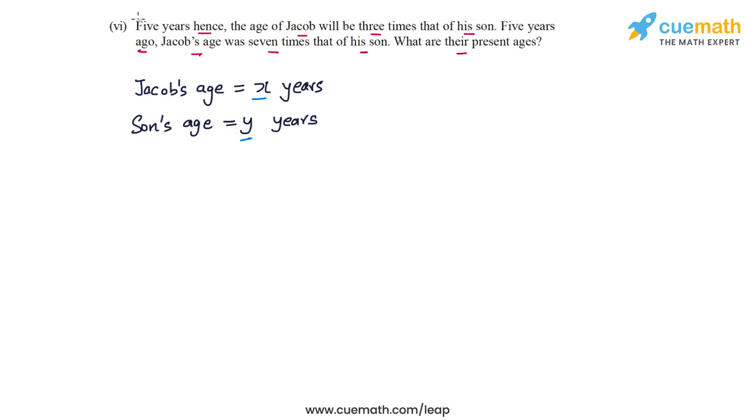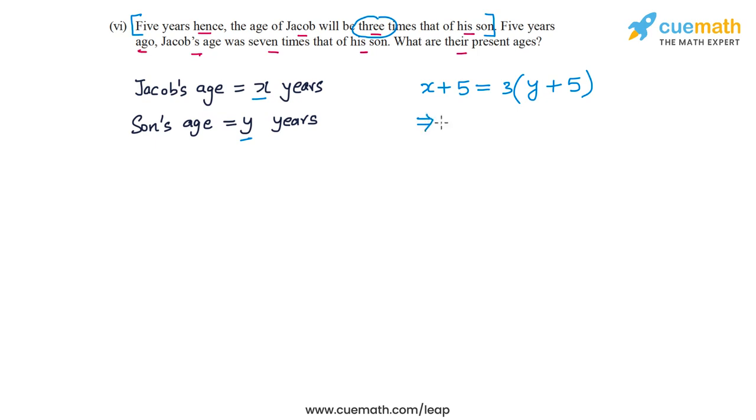Now the first piece of information says 5 years hence the age of Jacob will be 3 times that of his son. So 5 years hence, or 5 years from now, or 5 years later, Jacob's age will be x plus 5 and his son's age will be y plus 5, and the statement says that Jacob's age will be 3 times that of his son's age. So x plus 5 should be equal to 3 times y plus 5.